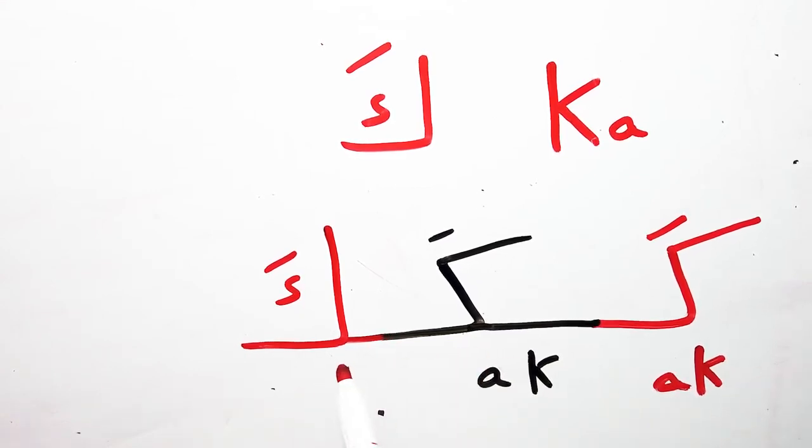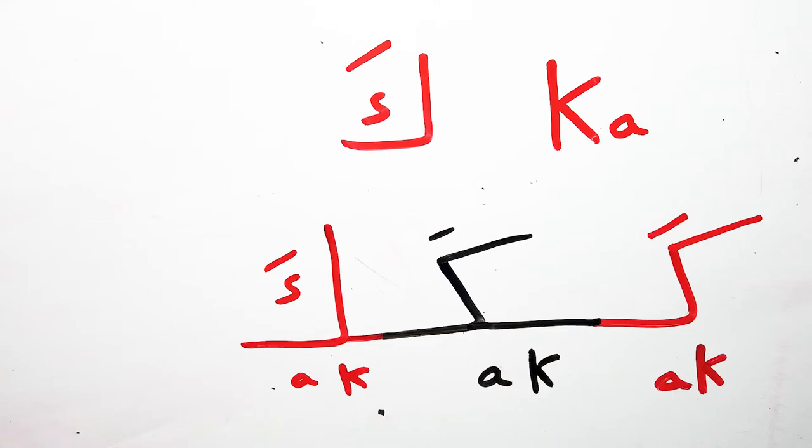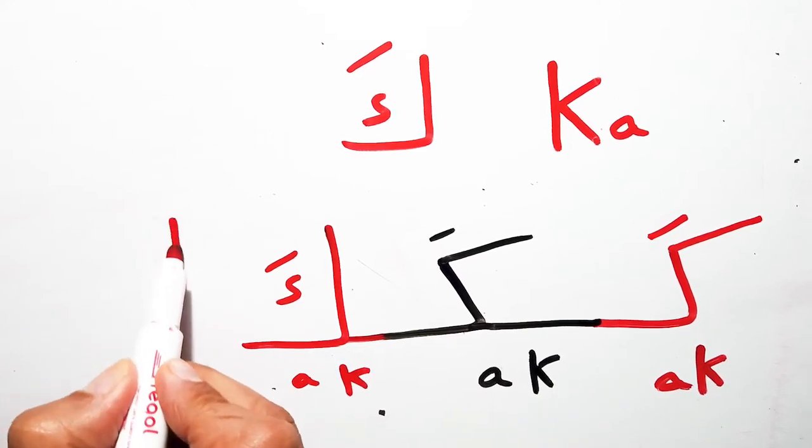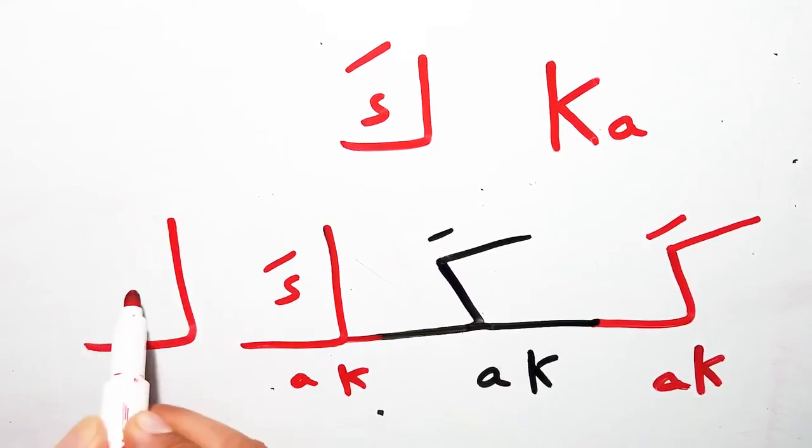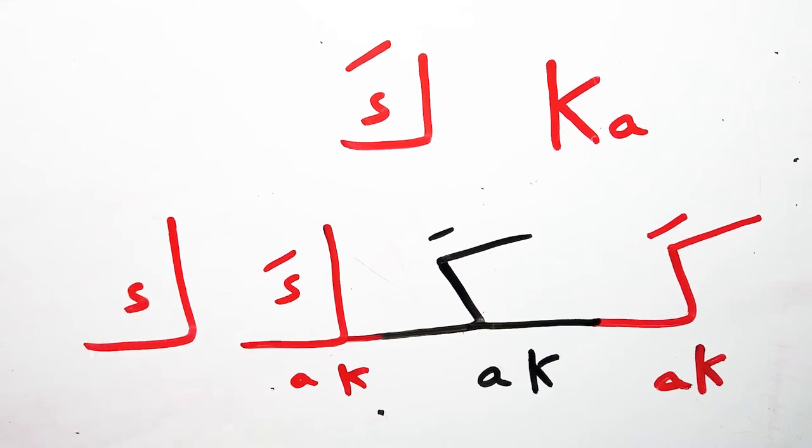Let's read together this word in Arabic. So it is ka, ka, ka. At the normal speed, ka, ka, ka. We have ka in the end of the word. It can be like this as well. So we have four shapes of ka: in the beginning, in the middle, and in the end of the word, either like this or like this.